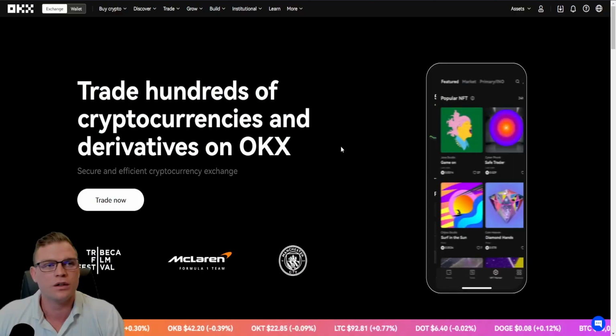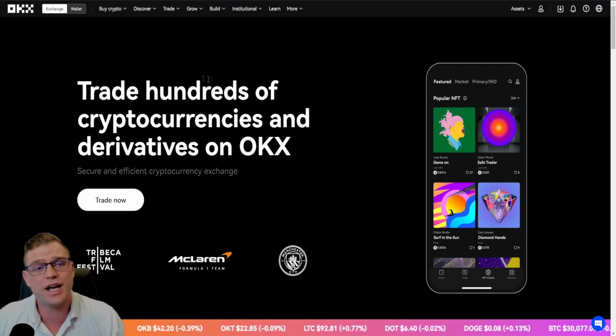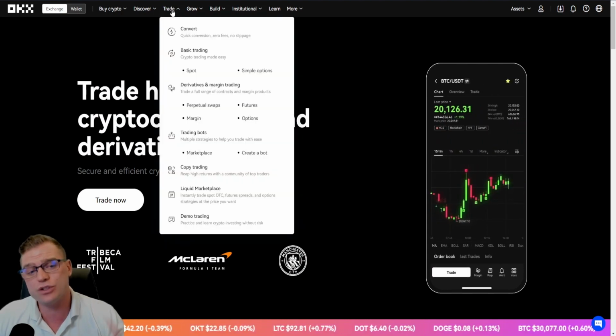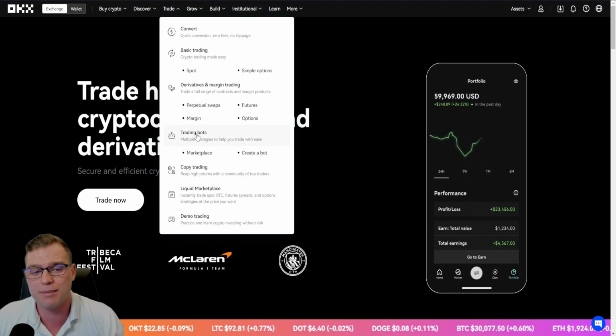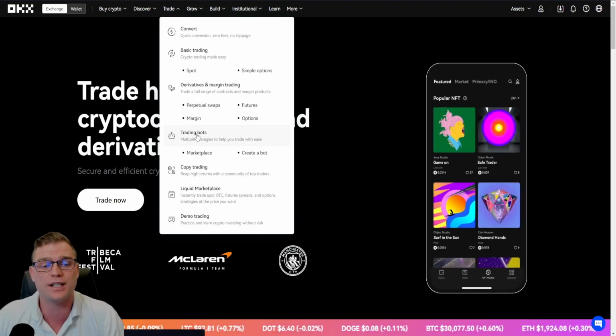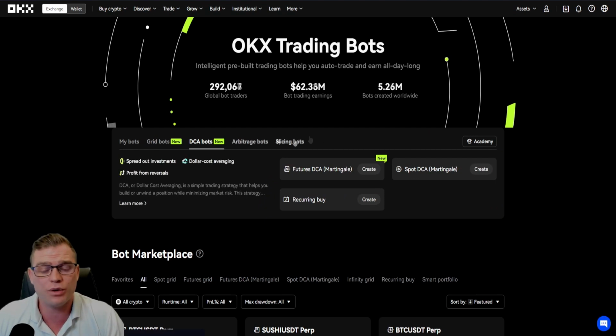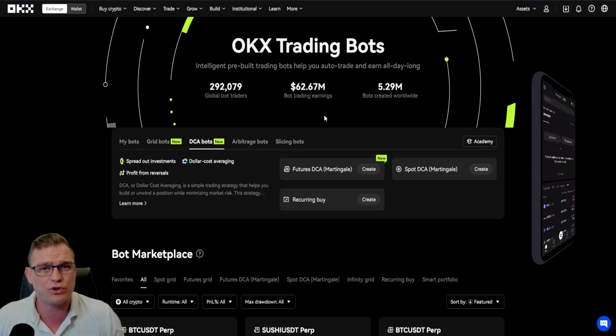Without further ado, let's jump into creating your OKX DCA bot now. Once you have made an account with the OKX exchange, you can hit over here to the trade tab. Once you see that, you will see the trading bots tab under that as well. All you need to do is select that. Once you select that, you're going to see an absolute multitude of trading bots with the OKX exchange. They're one of the biggest exchanges when it comes to the amount of trading bots they have.